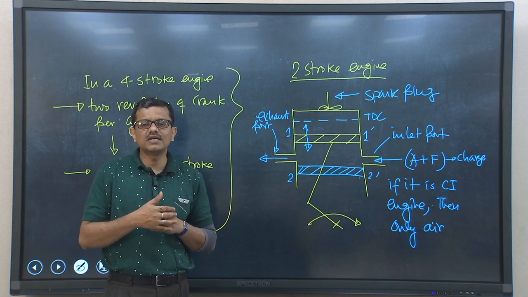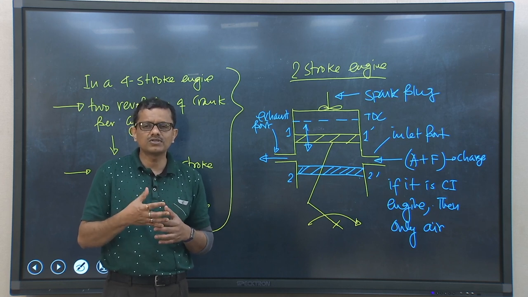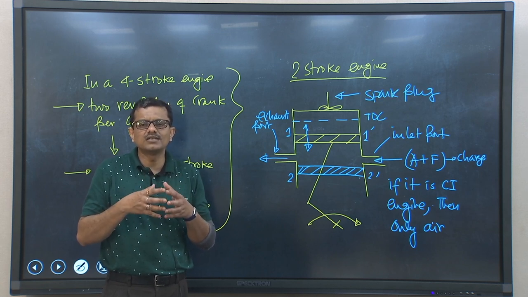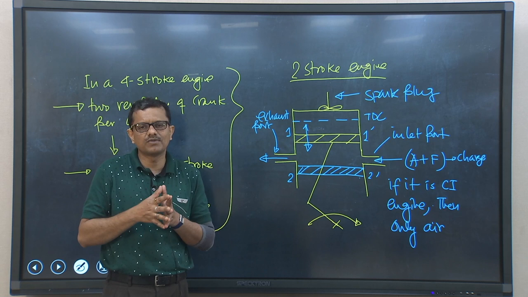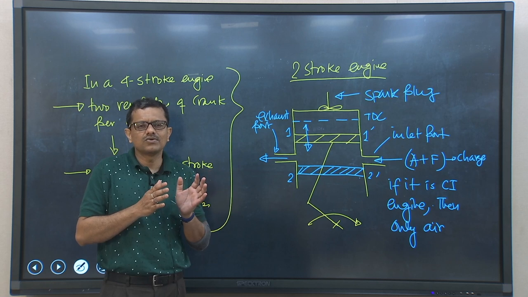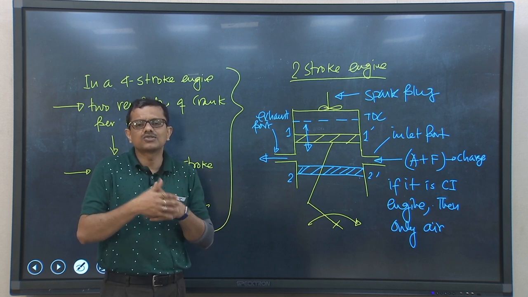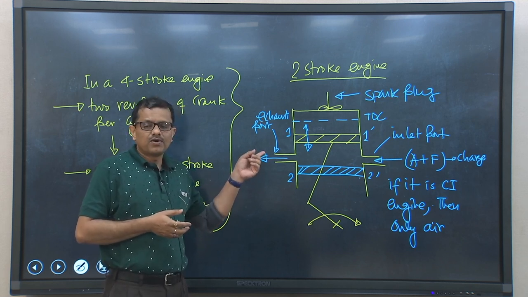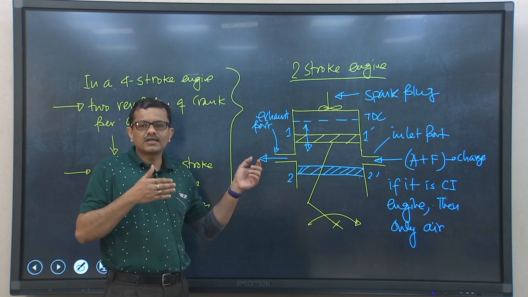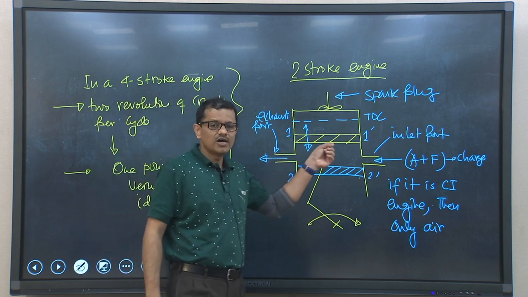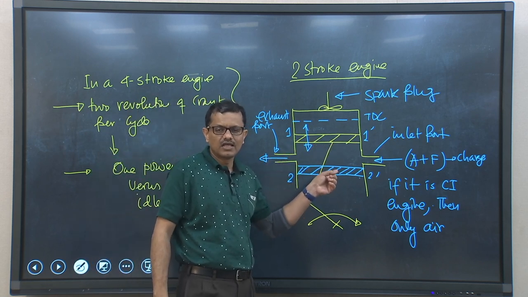So the engine is getting sufficient time to reduce the temperature of several components, because the power produced during the power stroke, with its excessive rise in temperature, will increase the temperature of several components of the engine. That is why, as we saw in the last class, there is a cooling system to reduce the temperature of the engine cylinder. But for the 2-stroke engine, the expected rise of temperature of several components is very high, because there is only 1 power stroke vis-a-vis 1 idle stroke.